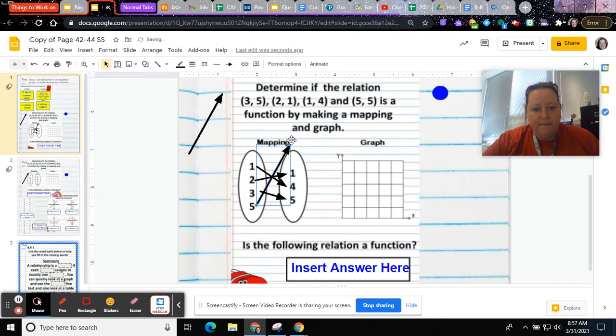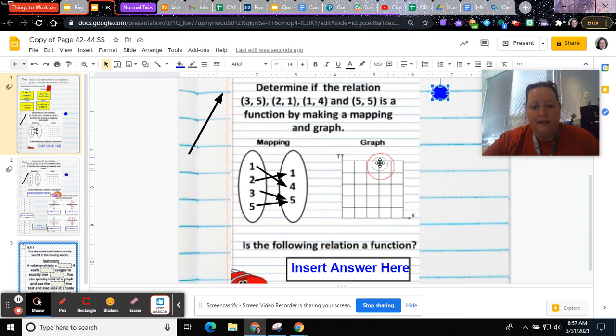So when you look here, you will notice that every x goes to a y, and therefore none of the x's repeat. This one would be a function. Let's look at how this looks on a graph.